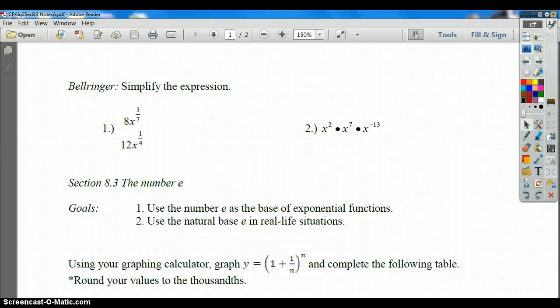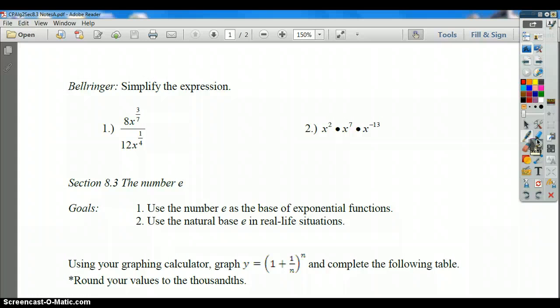We're in 8.3. Probably just got done doing your project with e, so you have a little bit of an idea of what you're looking at. You can see we have simplify the expression as your bell ringer, which is your warm-up. Let's go ahead and work through here. This is a good review of Chapter 7.